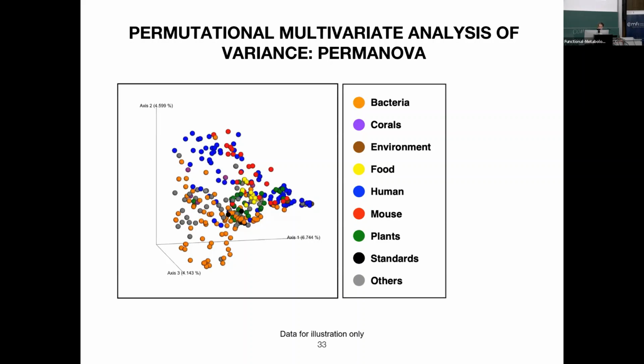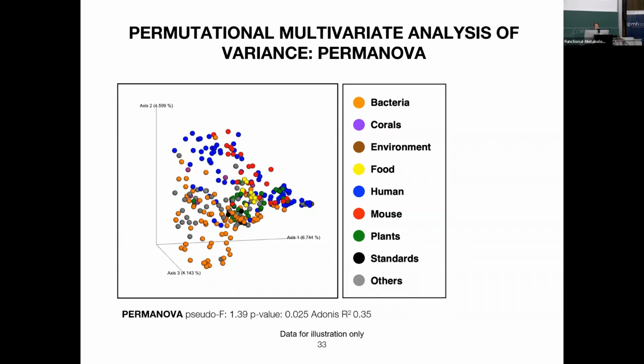So if you have a hypothetical principal coordinates plot here, the PERMANOVA would give you a p-value. So here the p-value is 0.025, so that's a significant p-value. So that means there is a significant difference in the metabolomic profiles of those different sample types that we are measuring in this example, like bacteria, corals, food, and so on.